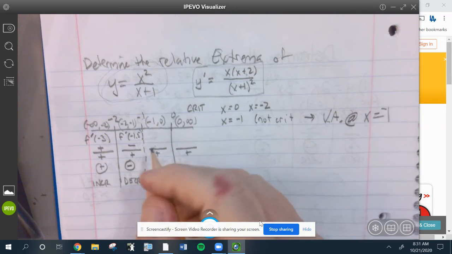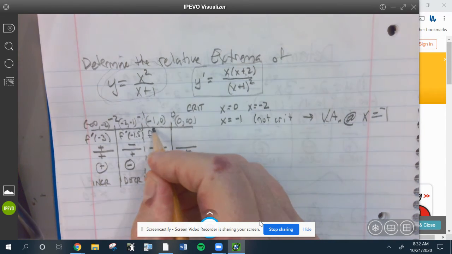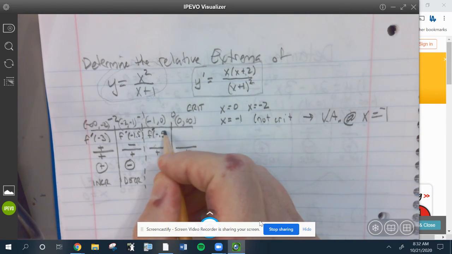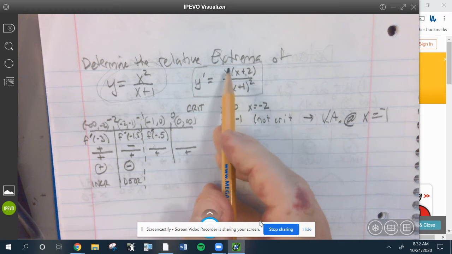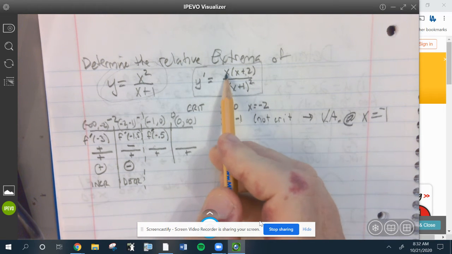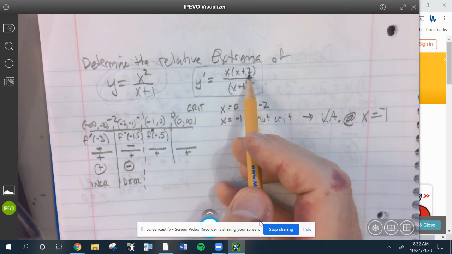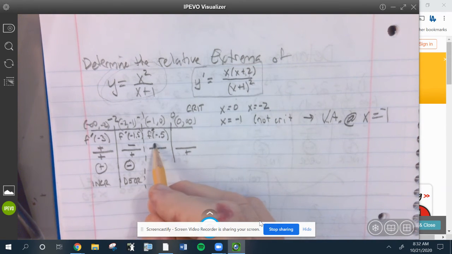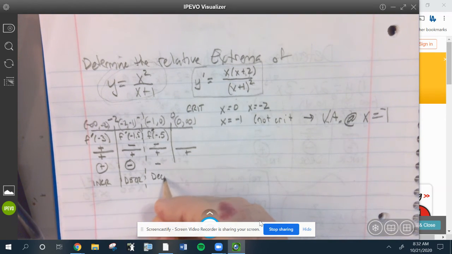For the next interval, on the other side of the asymptote, we're going to have to check f prime of negative 0.5. If you plug negative 0.5 into this x, you get a negative, and negative 0.5 plus 2 is positive, so a negative times a positive, which is negative, over a positive. So it's just like the last one, it's decreasing.